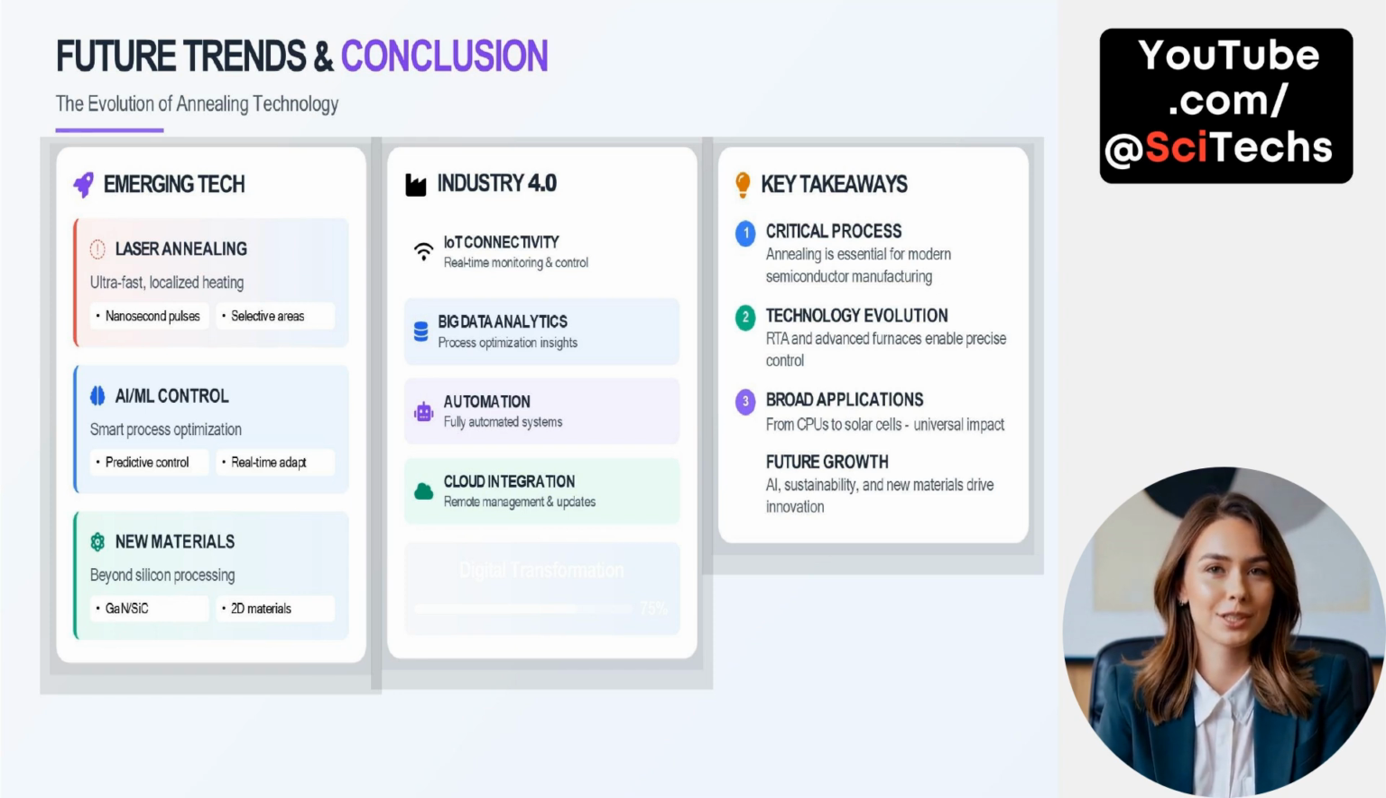AI and machine learning are revolutionizing process control through predictive models and real-time adaptive adjustments, enhancing yield and reducing variation. The industry is also shifting toward new materials beyond silicon, such as GaN, SiC, and 2D materials, which require customized annealing profiles for optimal performance.